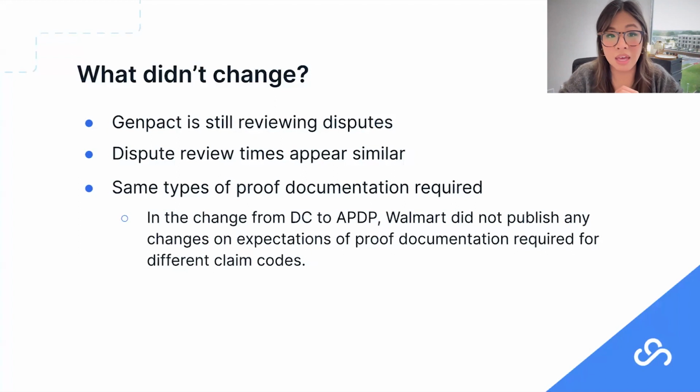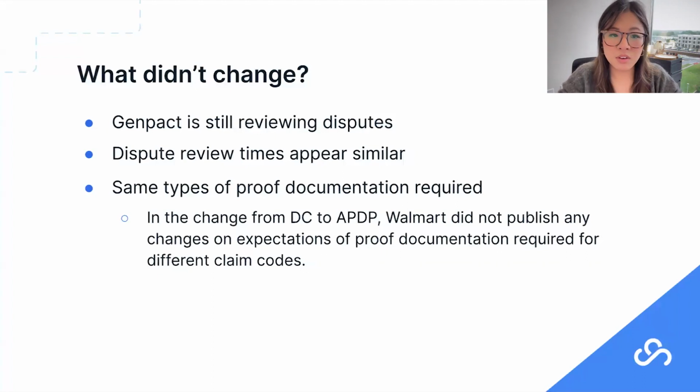One other thing that did not change, which is nice, is that the dispute review times appear to be about similar. There was a little bit of change in how Walmart accepted deduction disputes around something called the settlement program, which I'll be talking about in a little bit. But things seem to have settled down a little. For the most part, we're seeing dispute review times of about 60 to 75 days for any of the deductions or claims that you submit.